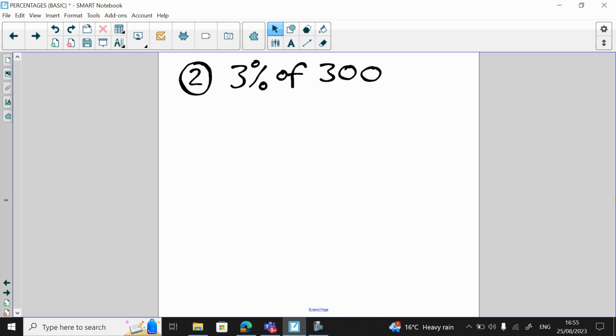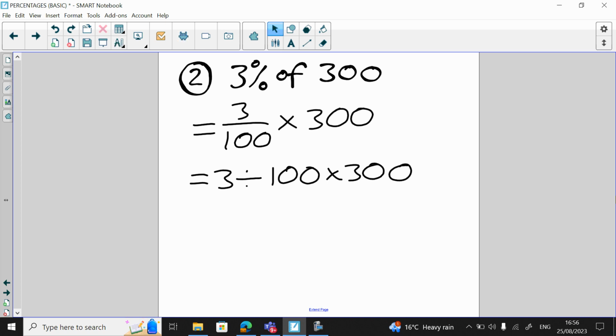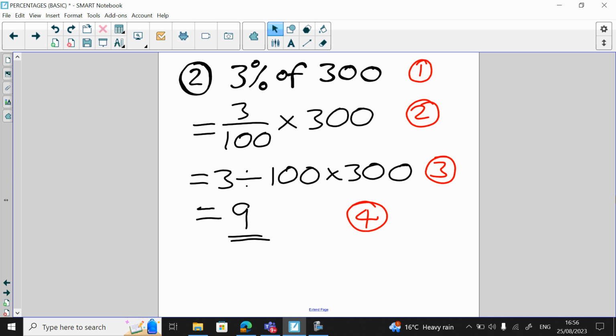Okay, question 2. 3% of 300. Okay, I'm going to do the same. 3% is 3 over 100 times the amount. 3 over 100 is 3 divided by 100 times the amount. Calculator time, and hopefully you get 9. Yet again, there's 1, 2, 3, 4 lines of work. Don't just hit the buttons in the calculator and just write down 9. Put the workings down just in case you made a little mistake.